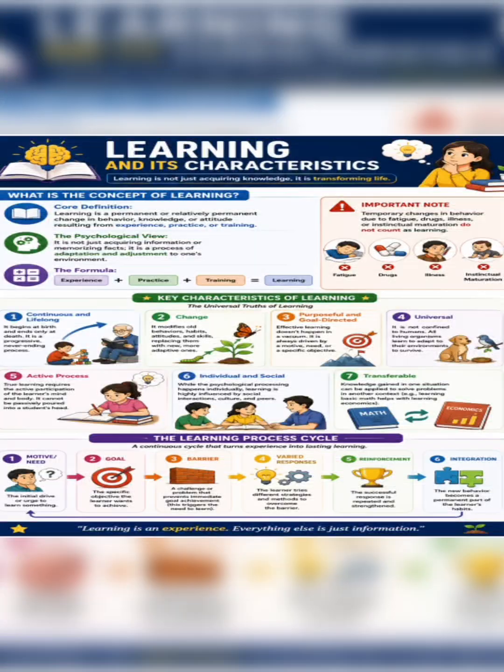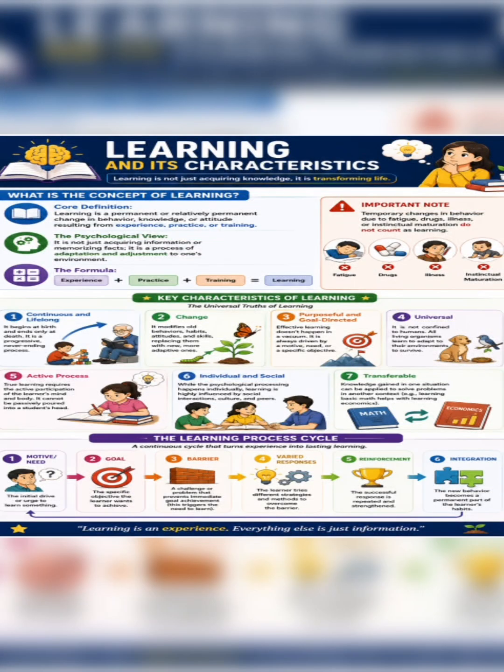Number 5, active process. True learning requires the active participation of the learner's mind and body. It cannot be passively poured or forced into a student's head while they stare blankly. Number 6, individual and social. While the psychological processing happens individually inside your own brain, learning is highly influenced by social interactions, cultures, and peers. We learn together.